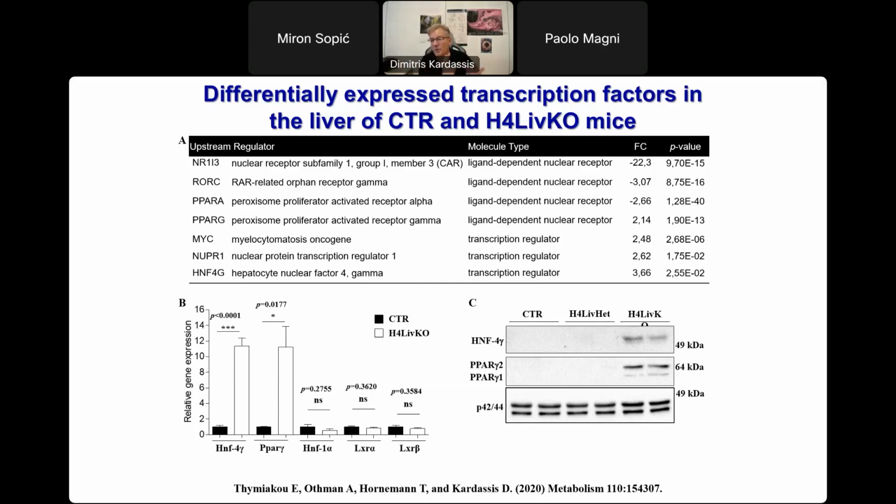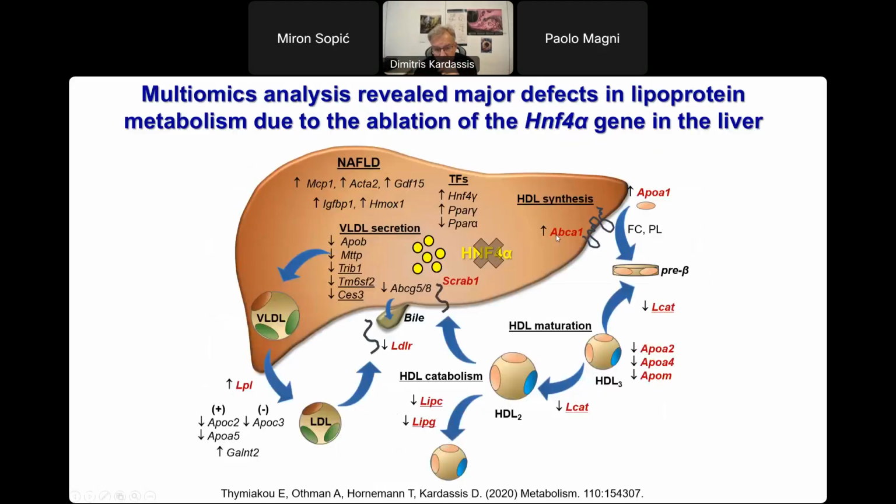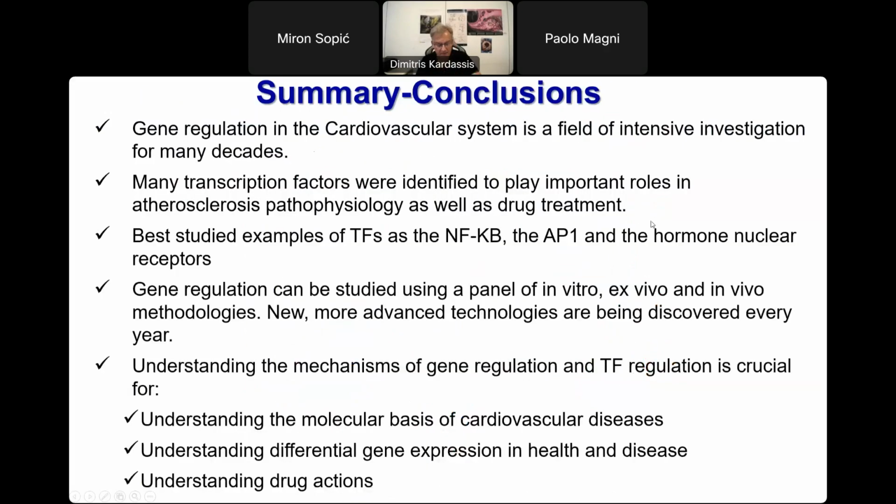Let's say deposit the data somewhere in a database, and someone else from another lab may go mine them out and analyze them. And this is just a summary of the transcriptomics data showing what is happening in this mouse model of fatty liver disease, which genes are affected, which transcription factors are affected, and how the lipoprotein metabolism was affected. And this is the conclusion. So this is my final slide.